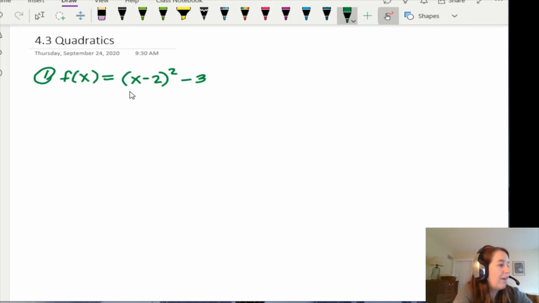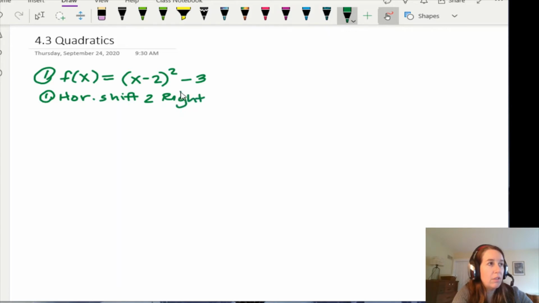Okay, so to graph this using transformations, we first notice that our parent function is y equals x squared. Okay, and then we know that we have a horizontal shift of 2 to the right. And then we have a vertical shift down 3 because of the minus 3.